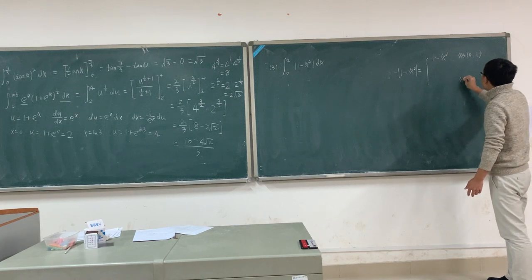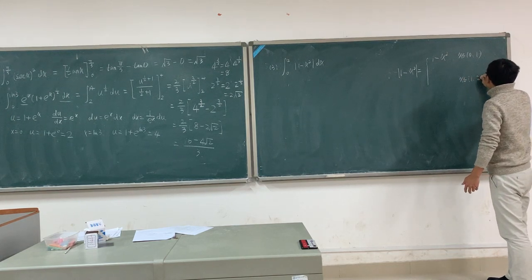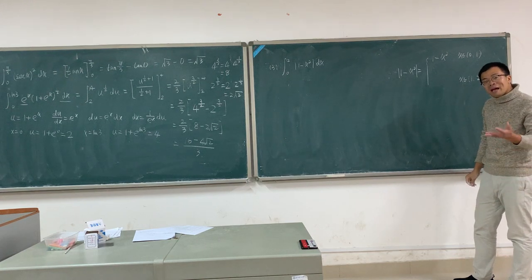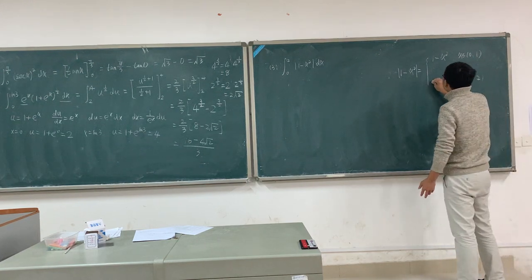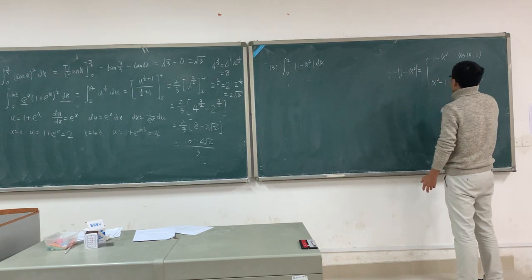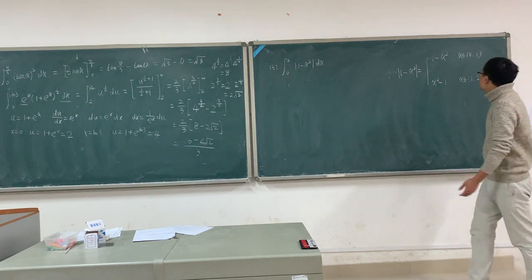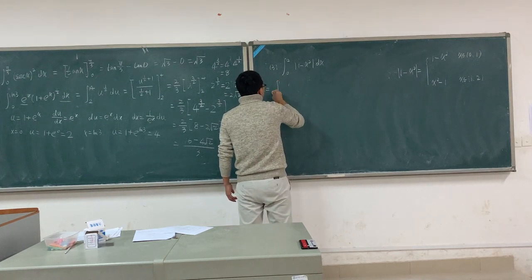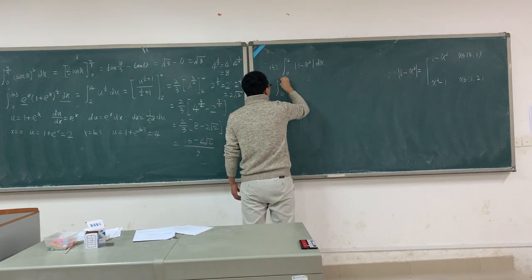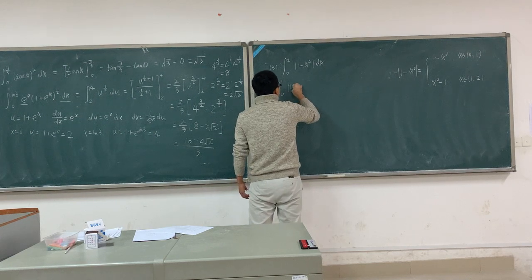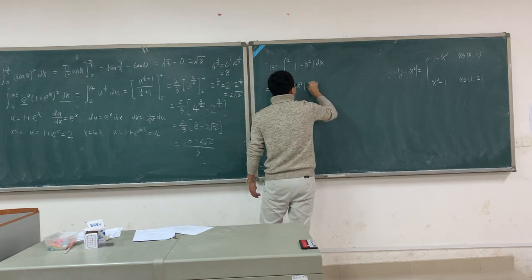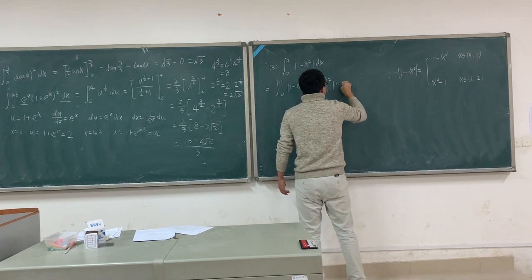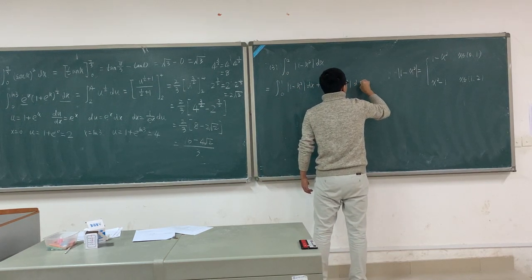And when x belongs to 1 to 2, is it positive or negative? Negative. So the absolute value should be equal to x squared minus 1. So it's easy. First we use the property to divide the integral: from 0 to 1 of the absolute value of 1 minus x squared, plus from 1 to 2 of the absolute value of 1 minus x squared dx.